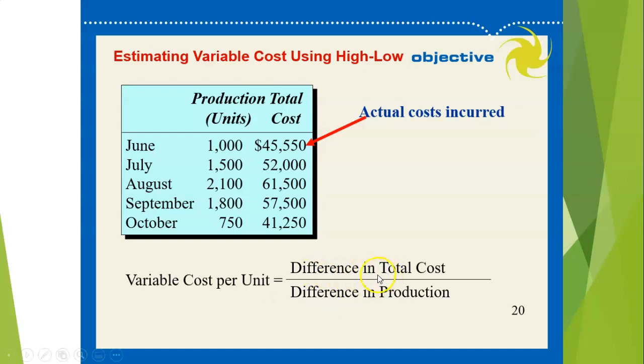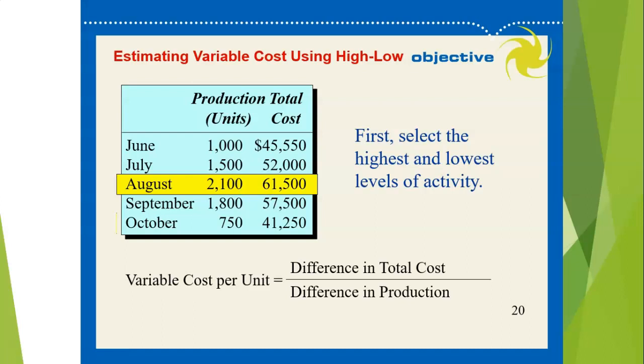So we need the difference in the total cost. In other words, we need the cost from the highest minus the cost from the lowest, and that's going to go on our numerator. Then we need the difference in production. So we need the activity from the highest month minus the activity from the lowest month.